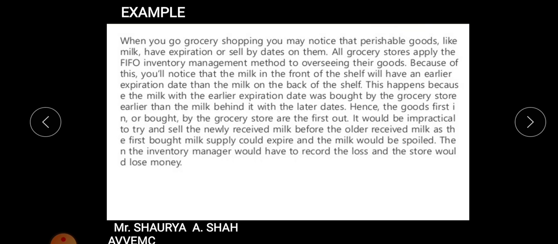This can also be explained with the help of vegetables. The vegetables which you purchase for preparing food, the ones you have purchased earlier will be used first compared to the others. Fine. So I hope first in, first out is clear.